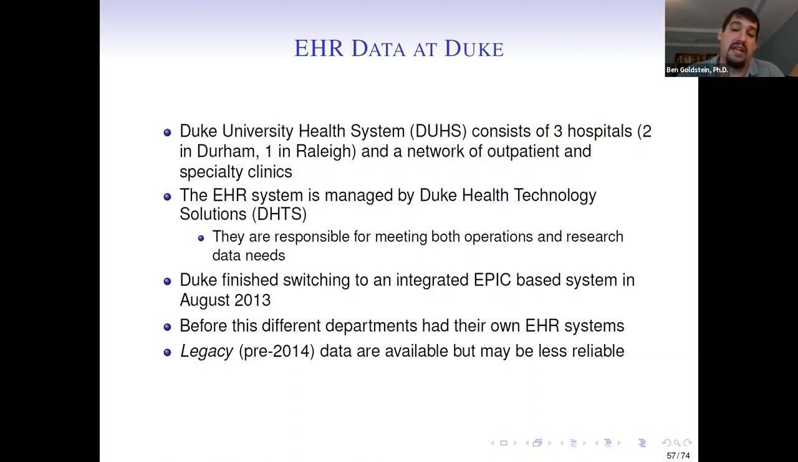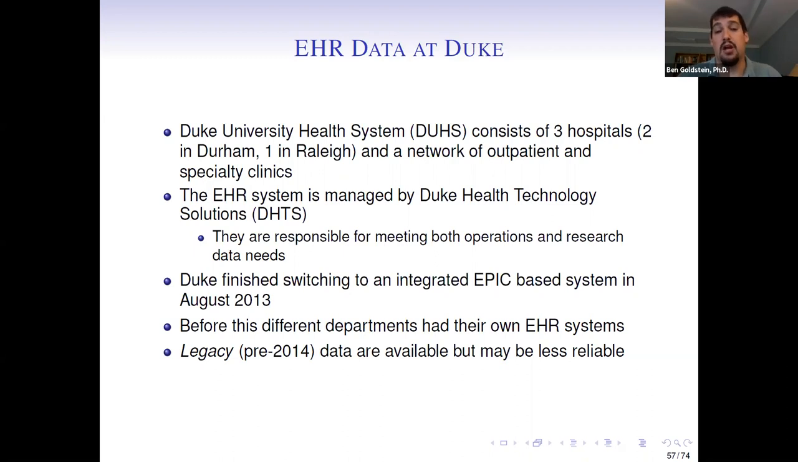Duke finished switching to an integrated Epic-based system in August 2013. Before this, different departments had their own EHR systems. We often refer to this as legacy data. So this pre-2014 data is legacy data. They do exist, they are accessible, but they're messier, they're less reliable. I generally try to avoid using legacy data, particularly now that we have up to 7 years of data going back to 2014. It's becoming less and less important. Depending on your research question, you may still want to use it, but there's more of a buyer beware component to knowing what you're getting involved with there.